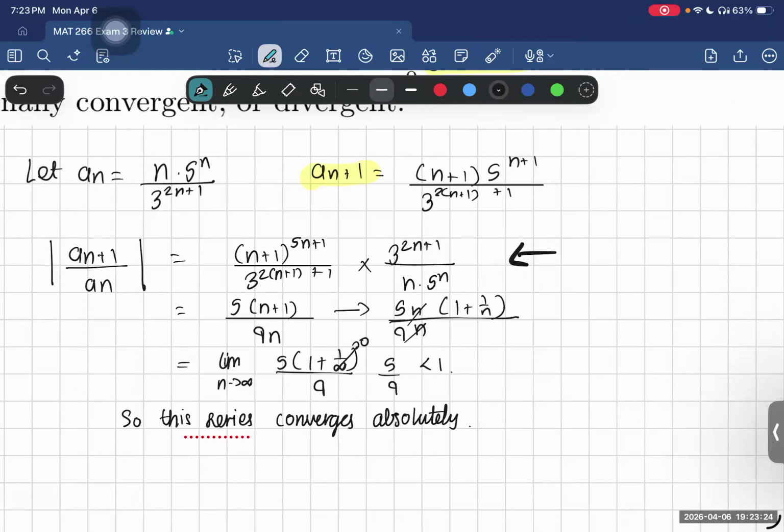Sorry, that last limit would actually just be one, so you could just ignore that. But that was what I ended up getting. I don't know how you got nine. I'm looking at your limit: 5/9 is less than one, so that's absolutely convergent. I don't know how that three turned into nine in the denominator.